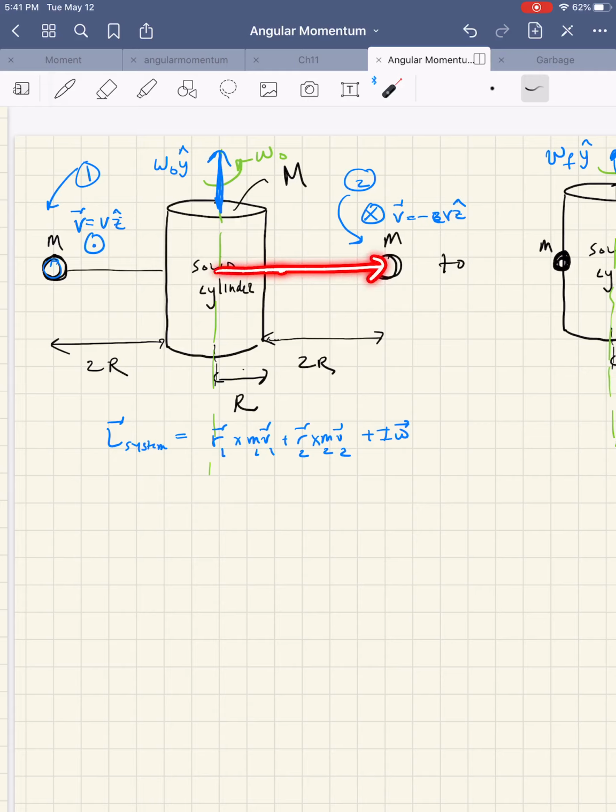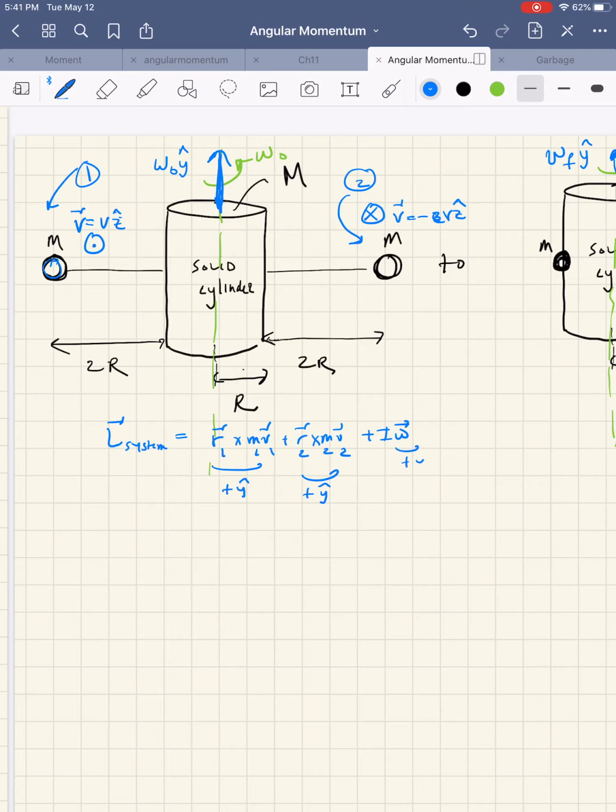Same with this one. Here's the r vector that it has with respect to the axis of rotation. If you cross that with mv into the board, line your pinky up with the r, fold your hands in such a way it goes into the board, and your thumb should be pointing in the positive y hat. Both in the positive y hat.